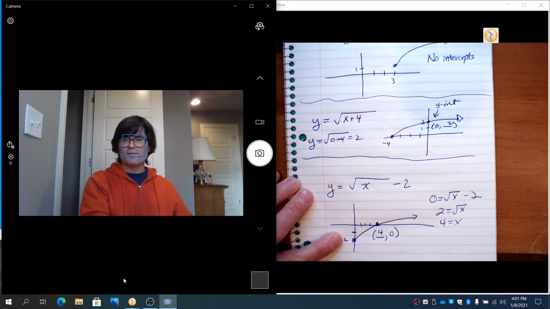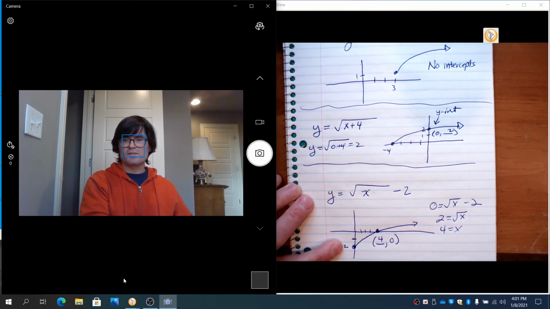Otherwise, this is a very simple type of exercise. You take the square root graph, move it left and right, up and down, think about the intercepts.